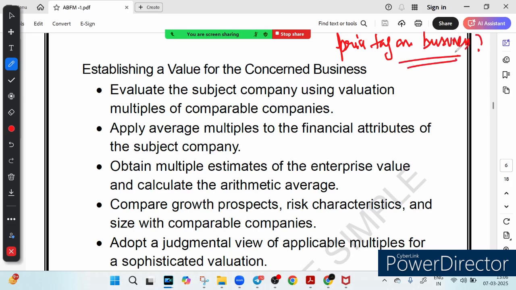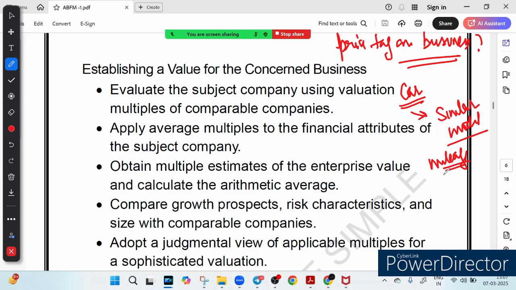Imagine you are buying a car. You check prices of similar models, you compare the mileage, you check the condition, you check the brand reputation before deciding what it is worth. The same logic applies in business valuation. So let's break it down in the simplest way possible.